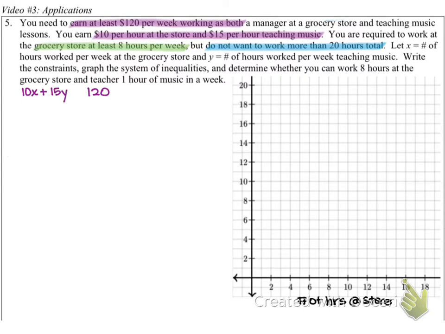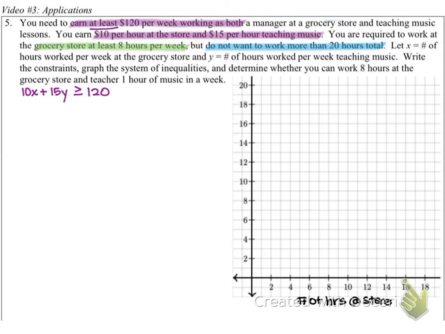All right, now let's go back up to the vocabulary word. It says we want to earn at least 120. So earning 120 is good, but earning more than 120 would actually be ideal. So that puts me at greater than or equal to $120. Okay, so that's the purple one.